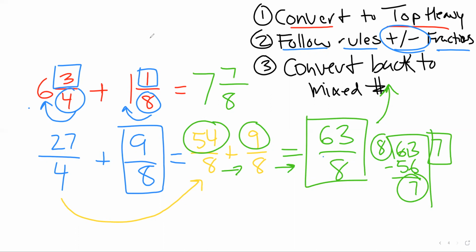Again, I can convert to a top heavy fraction. I can then follow the rules for adding and subtracting fractions, and then I convert my answer back into a mixed number if needed. Sometimes it might not be needed. In subtraction, you might actually end up with something smaller than 1, so you won't even have a top heavy fraction, but it will happen, as you can see in all examples we tried today.